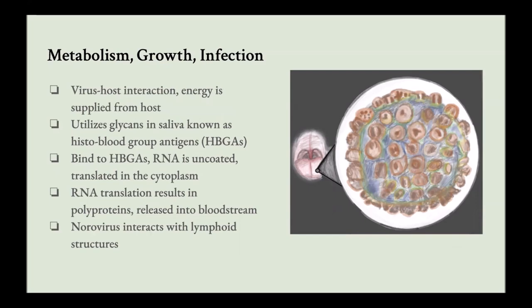Because viruses are chemically inactive by themselves, that means they depend on a host for metabolic properties. Noroviruses specifically use complex carbohydrates known as histo-blood group antigens to reproduce asexually. The virus will bind to HBGAs found in saliva and begin translation from there. After translation occurs, polyproteins are released and the norovirus will interact with several lymphoid structures found within the human body. Macrophages, T cells, B cells, and other bodily defenses can become infected with proteins from norovirus.